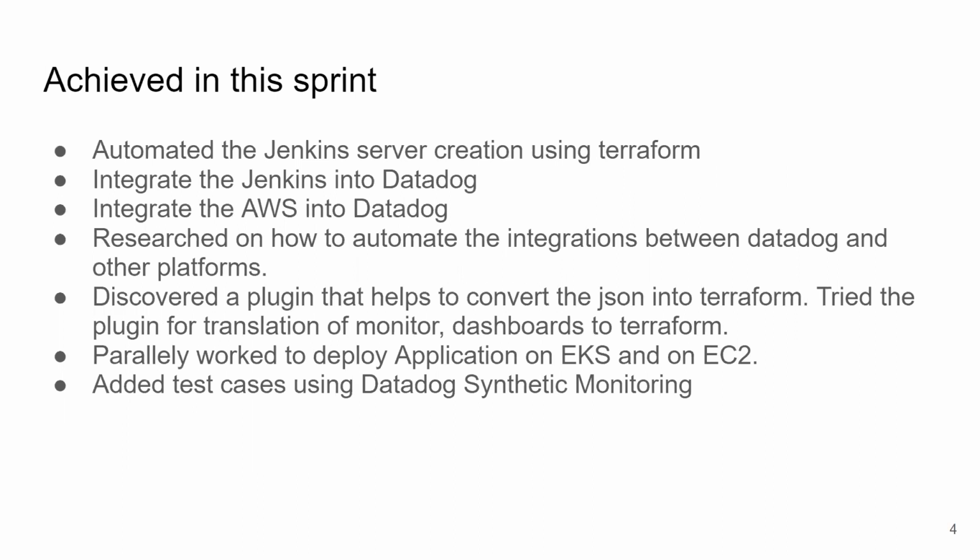In this sprint, we have achieved the following. We successfully automated the Jenkins server creation using Terraform, successfully integrated Jenkins and AWS to Datadog, and researched how to automate the integrations between Datadog and other platforms. We found a plugin to convert Datadog monitors and dashboards exported as JSON into Terraform. We worked on deploying the application on both EKS and EC2 instances. We successfully added test cases for the application using Datadog synthetic monitoring.